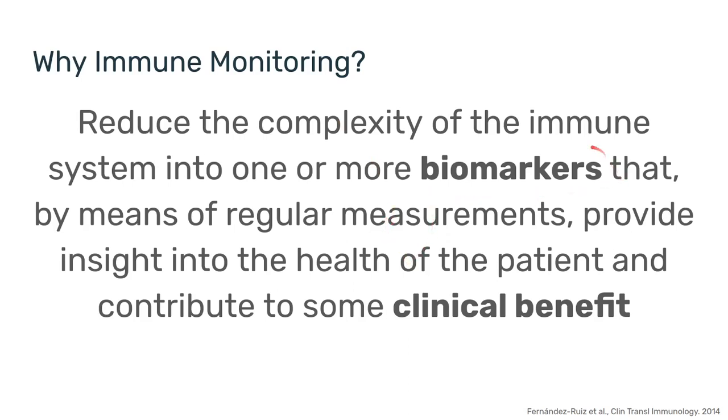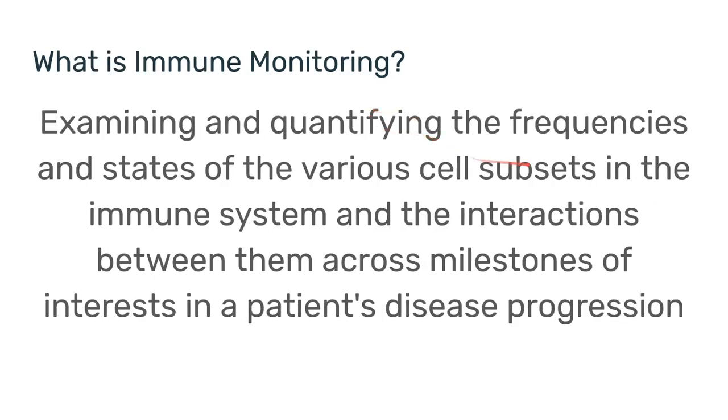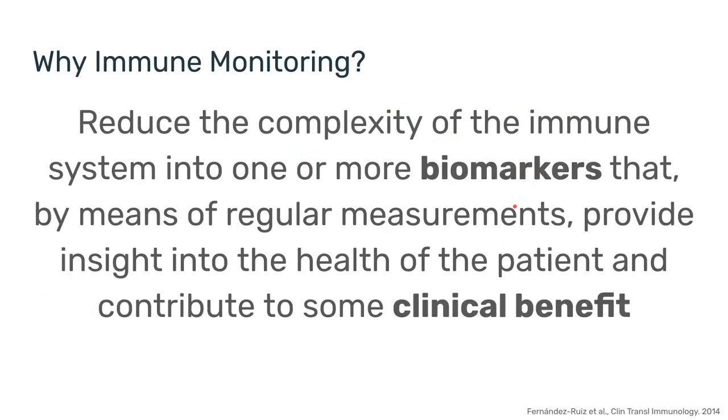And I highlighted the critical terms here, in my opinion. The first one is biomarkers, and biomarker is, much like immune monitoring, a very broad term. A biomarker is anything that we can measure and has some biological outcome. And immune monitoring, by its definition, is very broad. Going back to the definition, we're looking at different cell subsets, their frequencies, their states, their interactions. It's a lot. We would like to reduce this into a small number of biomarkers that we can measure easily.